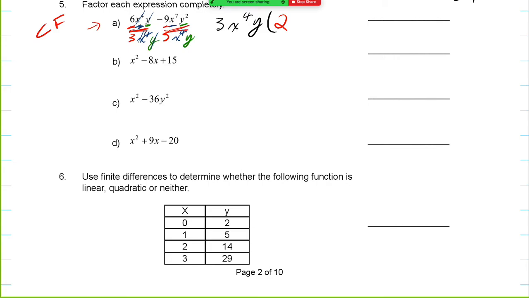In the second term, you have negative 9 divided by 3, so that's actually going to give you negative 3. x to the power of 7 divided by x to the power of 4. We've done that, where that's just exponent laws. We subtract the powers, so 7 subtract 4 gives you 3. So we have x to the power of 3. And finally, y to the power of 2 divided by y to the power of 1. We subtract the powers, 2 subtract 1, and that gives us just the value of 1.